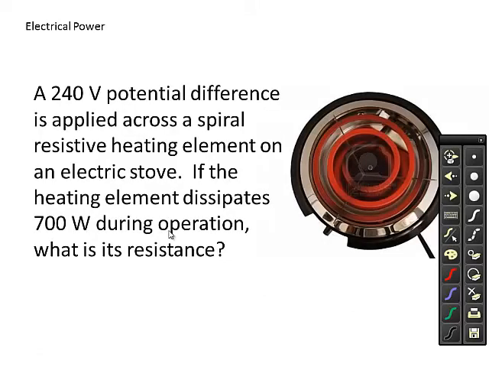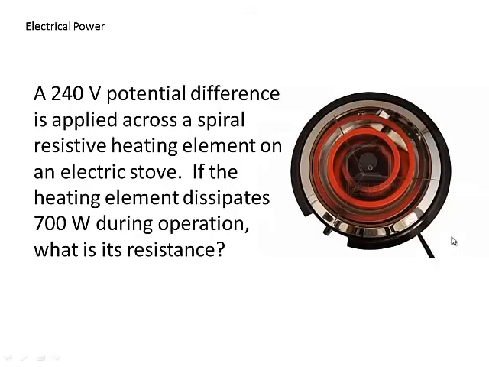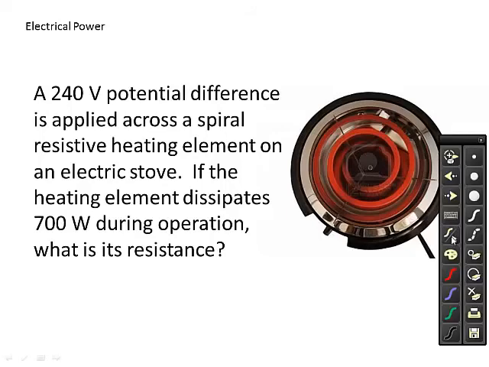All right. So it says a 240 volt electrical potential difference is applied across the spiral resistive heating element on an electric stove. If the heating element dissipates 700 watts during operation, what's the resistance? So we would say to ourselves, okay, we've got a V of 240, and power is 700 watts. And so we would like to know what R is.